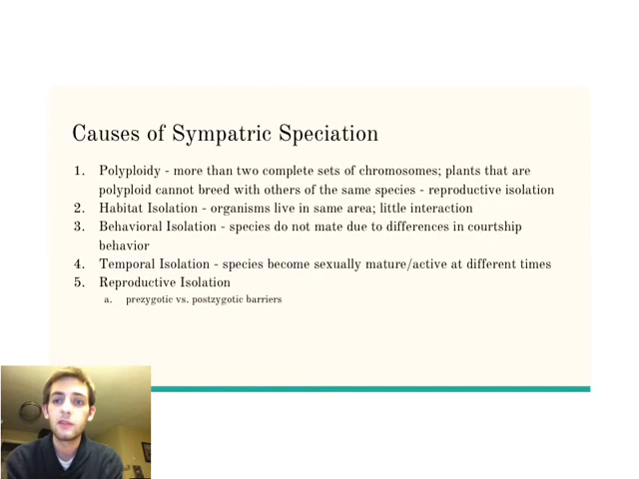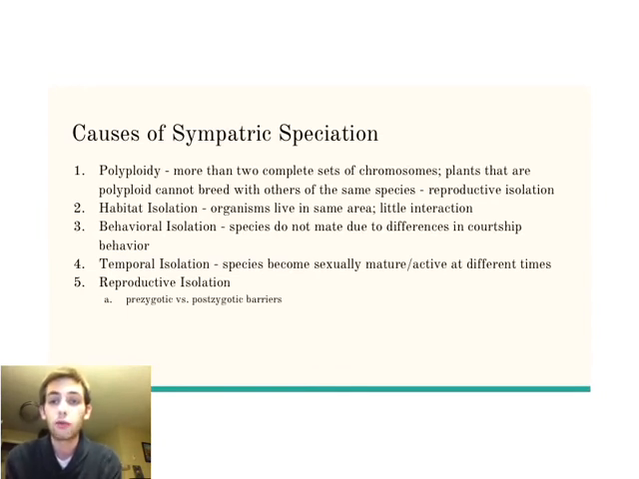Behavioral isolation is when species do not mate due to differences in courtship behavior. There's a ton of examples with fireflies. Males will actually attract females by flashing their lights, and females can actually tell what species those fireflies are. So the courtship behavior separates those organisms. Temporal isolation is when species will become sexually mature or active at different times. For example, some fish species only want to mate at night while others do during the day. Same with plants.